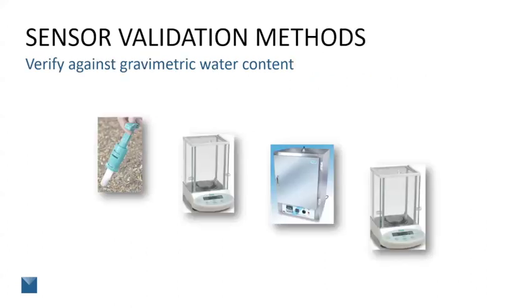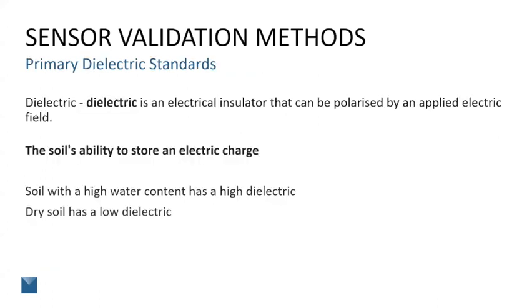So one method we've seen quite a lot here: take gravimetric samples, weigh it, dry it, weigh it again, and get the actual water content measurement. But soils make pretty terrible standards. So a couple other methods: a dielectric standard is one that's been out there for quite a long time. We've heard the term bulk dielectric permittivity a couple times today.